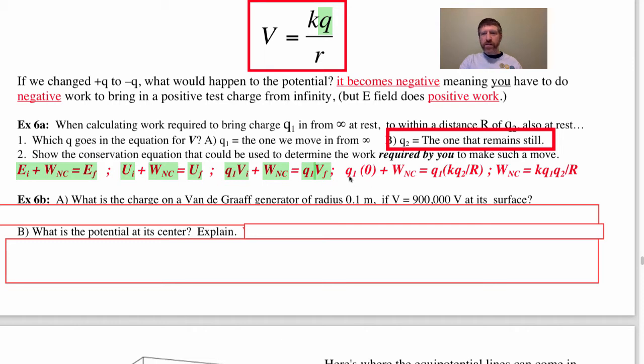So that's going to give us Q1. We are saying that we started at infinity, so V initial is 0. That's going to be 0. Work non-conservative, so we're trying to figure out the work that we have to do, and that will be Q1 times the V caused by Q2. Here's the V caused by Q2, kQ2 over r. And when we finally solve this, we get that the work that you have to do is k times Q1 times Q2 over r.